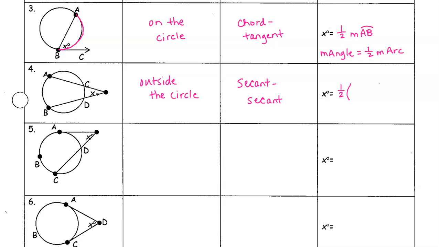So if I look and I follow this angle as it cuts through, it's actually cutting off arc AB, and it's also cutting off arc CD. So we use both of those arcs. So we're going to do the measure of arc AB minus the measure of arc CD. So the way I like to remember this one is the measure of the angle is equal to half the big arc minus the little arc. So we're going to subtract.